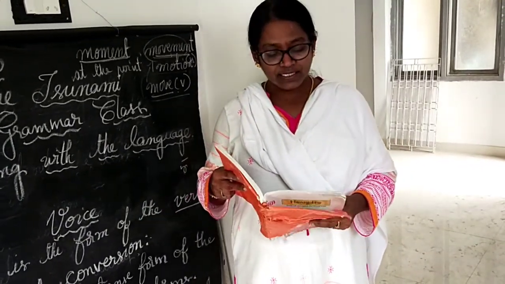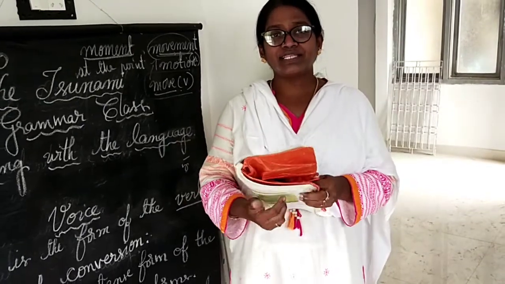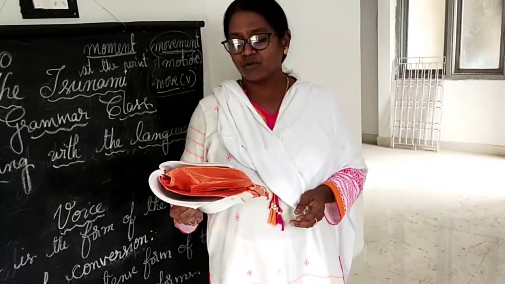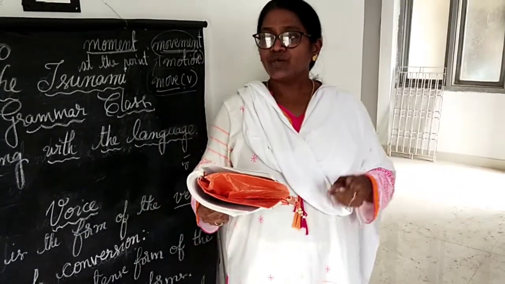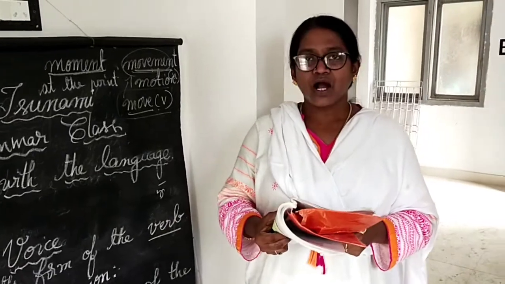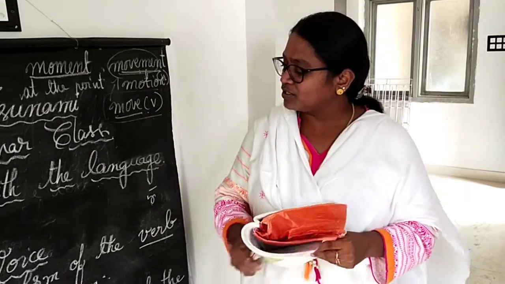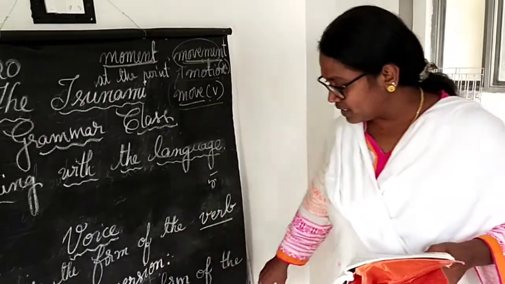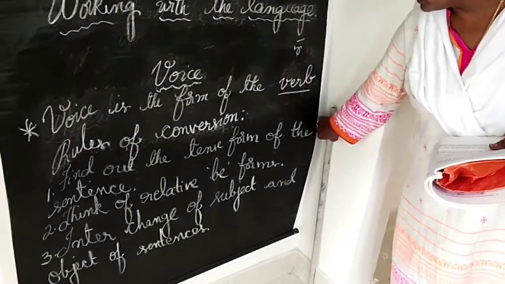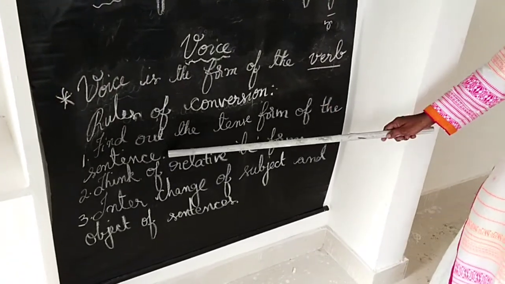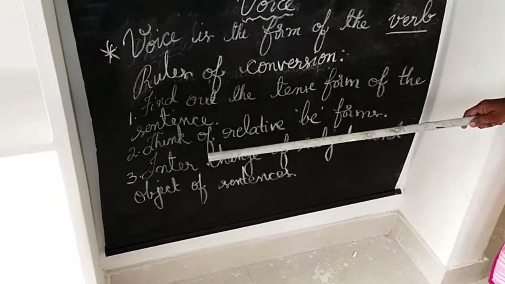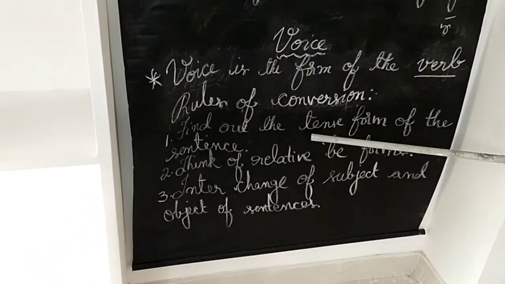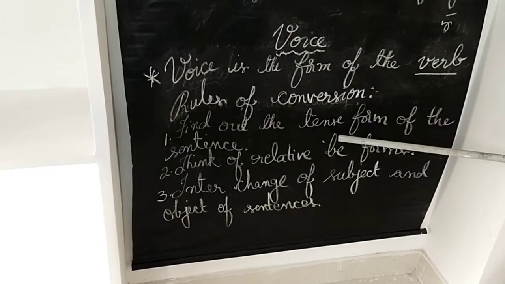Hope you understand this, and let us go through one exercise which is given below. Say whether the following sentences are in active or passive voice, because you can easily identify how active voice can be transformed into passive voice. There are some rules. First rule is to find out the tense form of the given sentence. Suppose any sentence is given to change its voice, first of all, you need to find out the tense form. Focus on the tense.